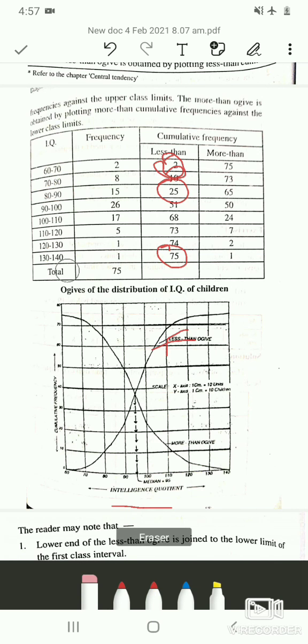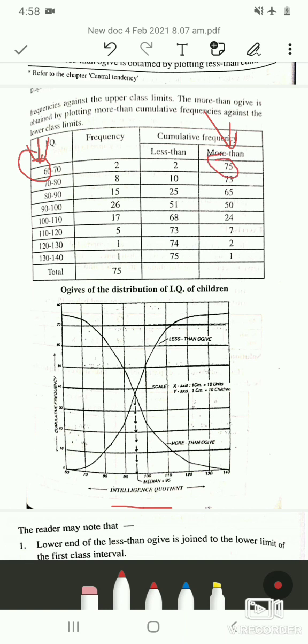Once you plot the less than ogive, then plot the more than ogive, for which you have to take the lower limit with more than cumulative frequencies. So the first value will be 60 and the corresponding value is 75. So for 60 the more than value is 75. Then for 70 it is 73. So on, plot till 130, which is 1, which will be somewhere here. So join this with a smooth curve.